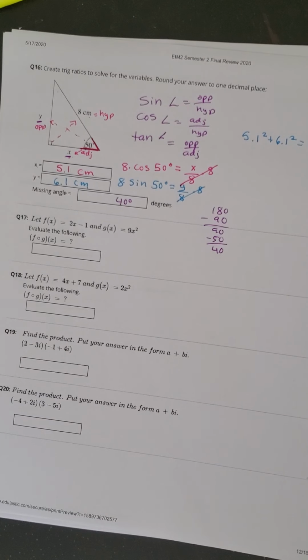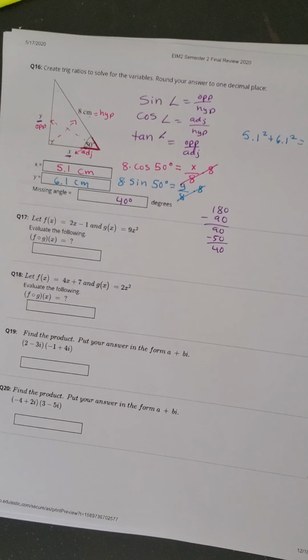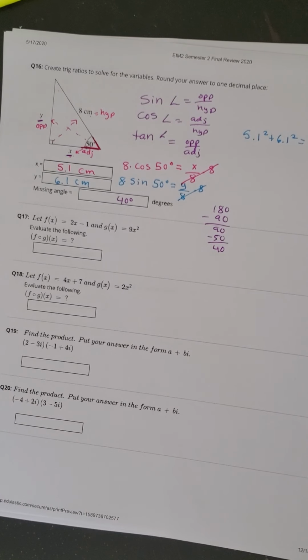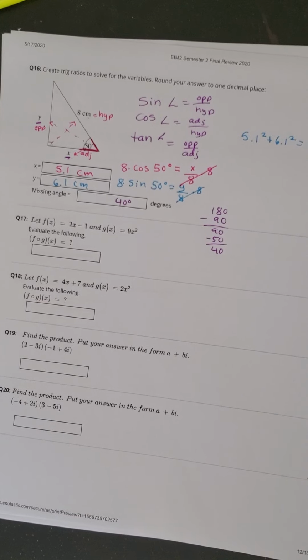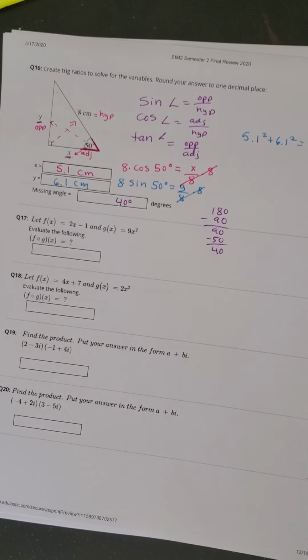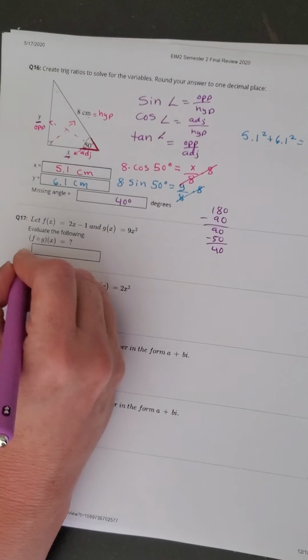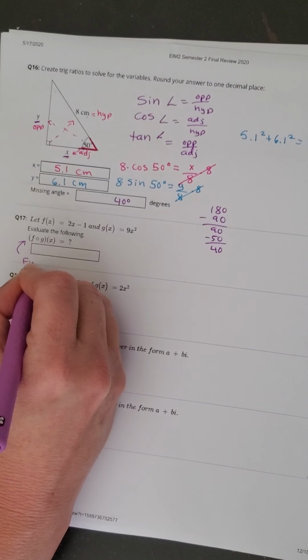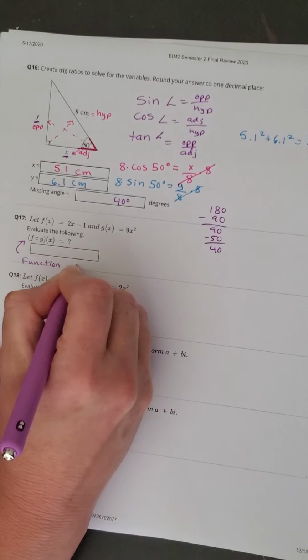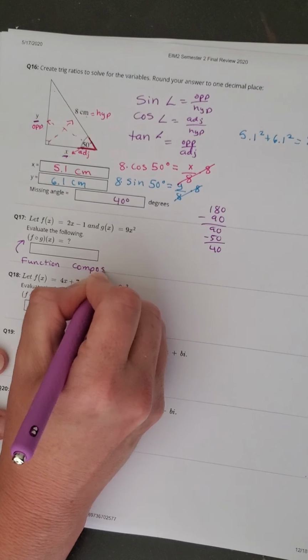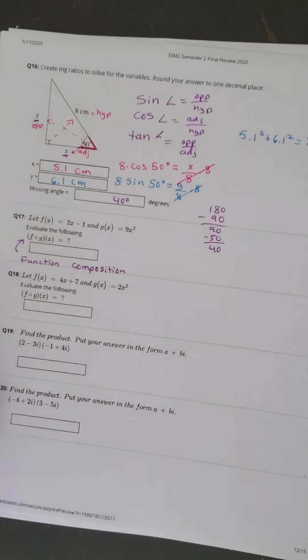All right, now we're moving away from trig completely, and we're going into what's called function composition. So function composition is when you take a function and you plug it into another function. And that's what this is called. This is called function composition. You could also say a composition of functions.